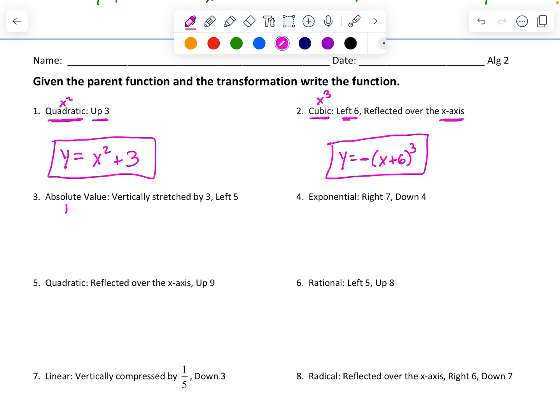Absolute value of x, we know it should be based off of that, and it is being vertically stretched by 3, so we know with 3 in the front, and then left by 5, so inside of the absolute value. So we'll have y equals 3, absolute value, x, left 5 would be a plus 5.